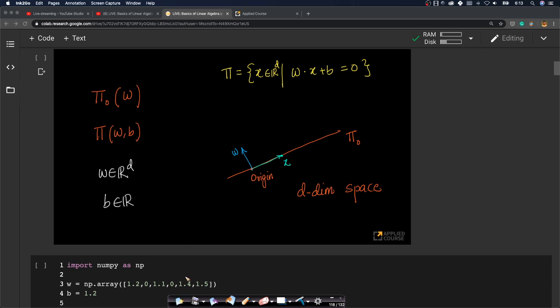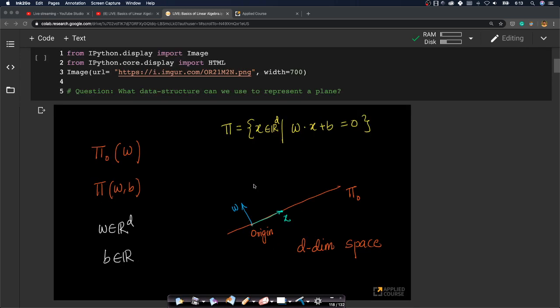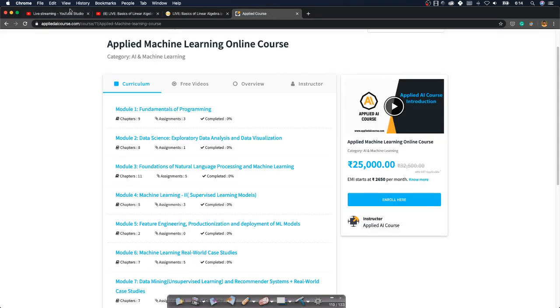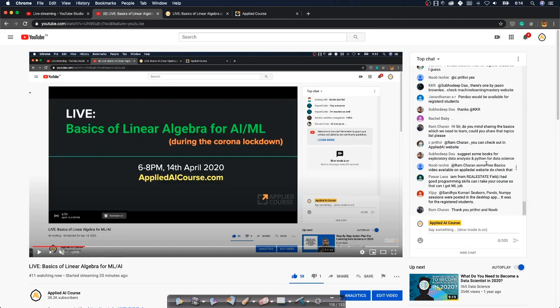Now, I have a question for you. Given this basic background, what is a good data structure you can use to represent a plane? How do you represent a plane? I would like to listen to your thoughts. I'm seeing the chat window here. So what do you recommend? What do you think is a good data structure to represent it?